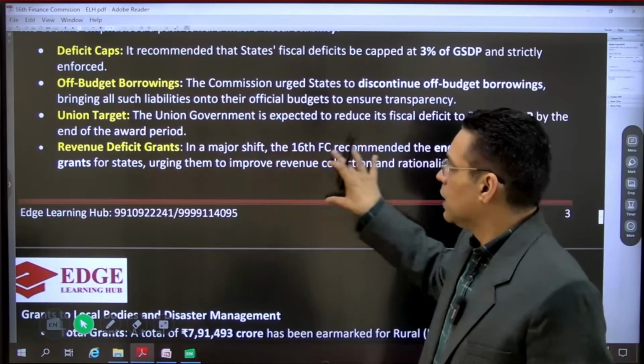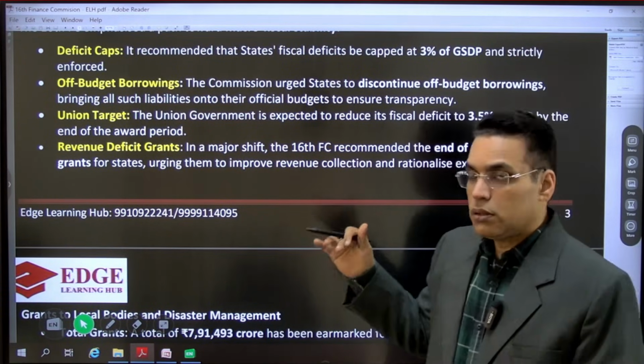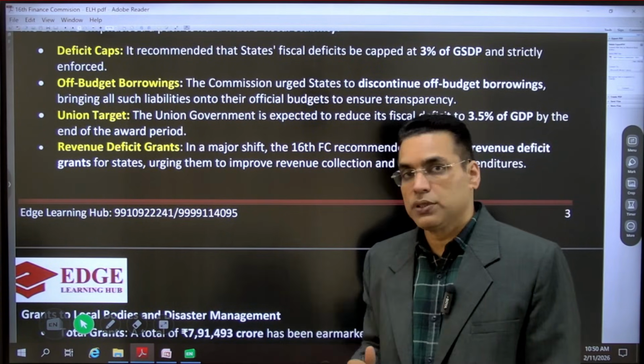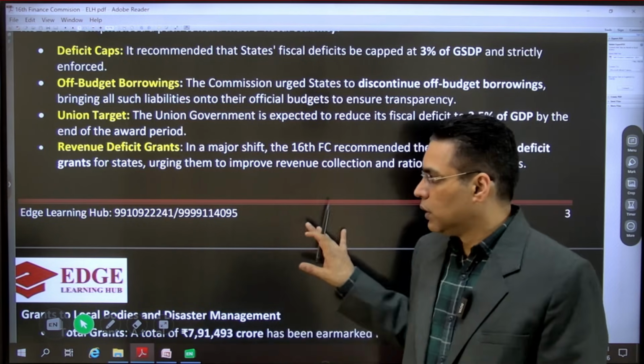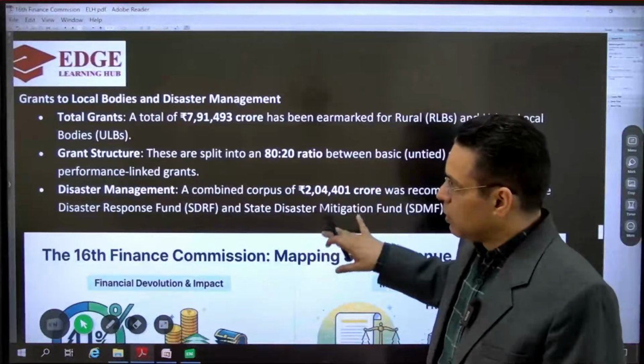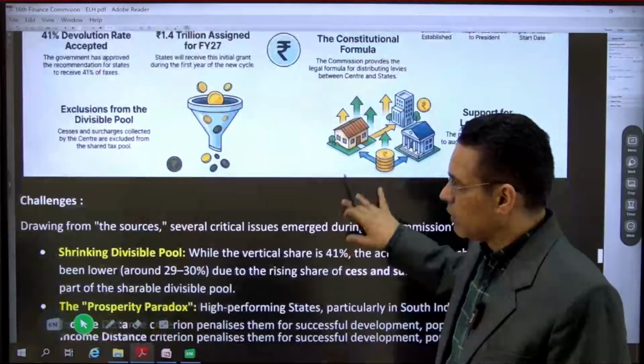Also, the revenue deficit grant has been ended. Now, states used to get grants based on revenue deficits. Now, that will also not be given. Okay. So, these are the formulas and understanding. I hope I have cleared everything.